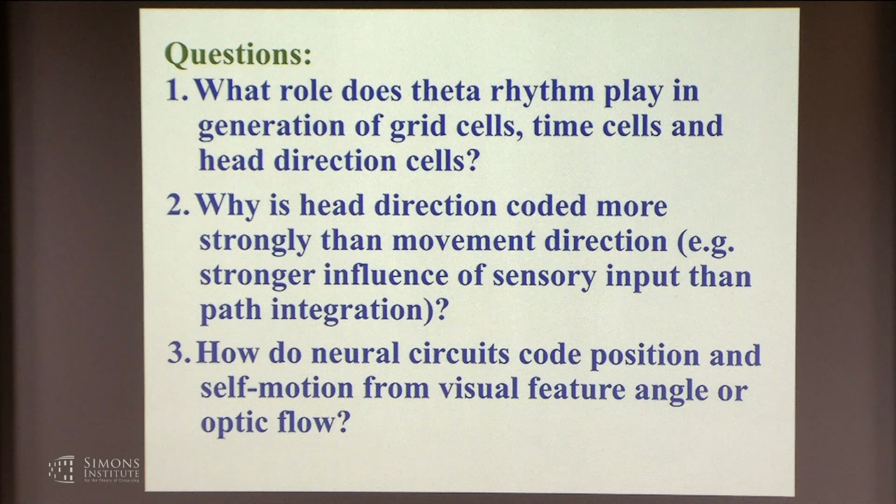All right, so I just wanted to kind of leave you with some of these interesting questions. We still don't really know. I think there needs to be further modeling work, even with the attractor models, to address how theta rhythm is influencing the response characteristics in these circuits. Why is head direction coded more strongly to movement direction? And how do neural circuits code position and self-motion from visual feature, angle, or optic flow? We've used relatively abstracted models for that, and I'd like to see them be more biological.